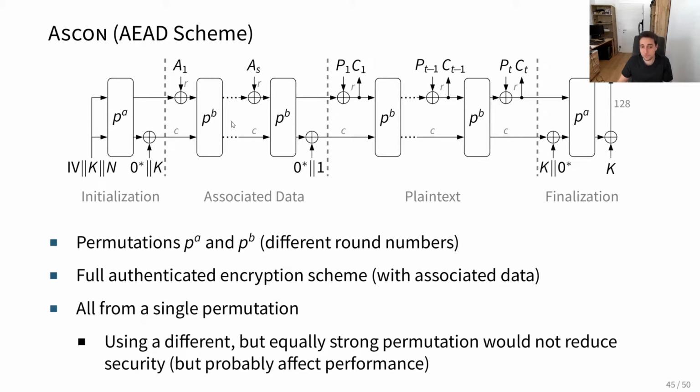Which means that if we basically use a different permutation here, which is equally strong, we wouldn't necessarily decrease the security. Maybe the performance, because it's not so good anymore, but not the security, essentially. Okay.